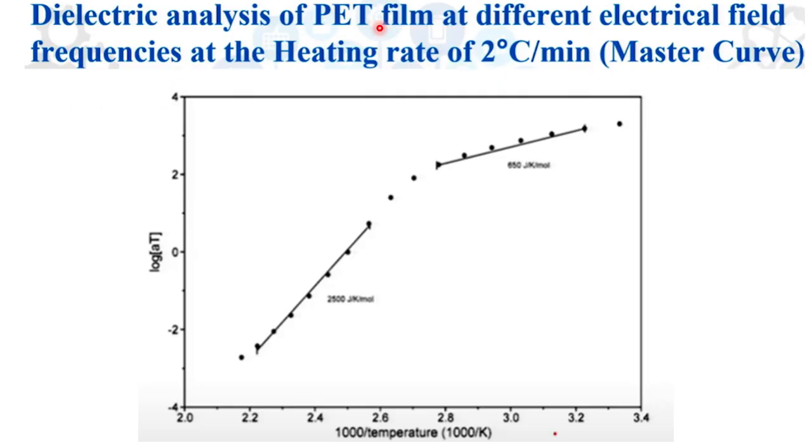So in dielectric analysis of a PET film at different electric field frequency at a heating rate of 2 degrees centigrade per minute, at different electric field frequency, this is 650 kilojoule per mole, and this is 2500. So these are corresponding to different relaxation. One is the TG or alpha relaxation, and another one is the beta type of relaxation.